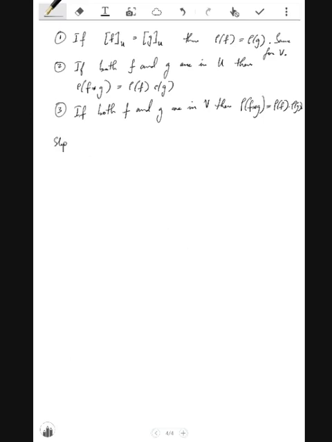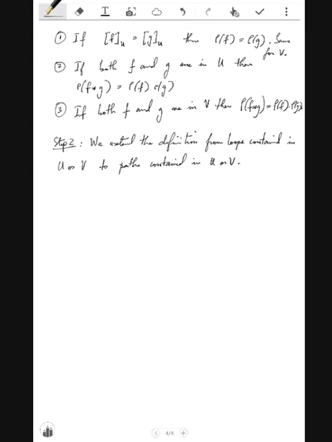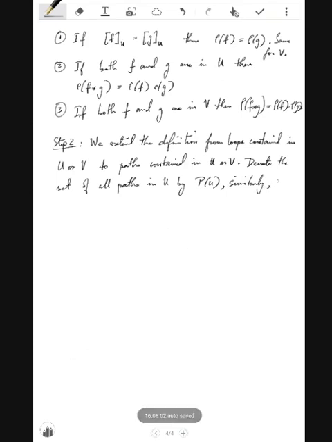So let's come to step 2. So we extend the definition from loops contained in U or V and based at x0 to paths contained in U or V. Denote the set of all paths in U by P(U). Similarly, we have P(V).